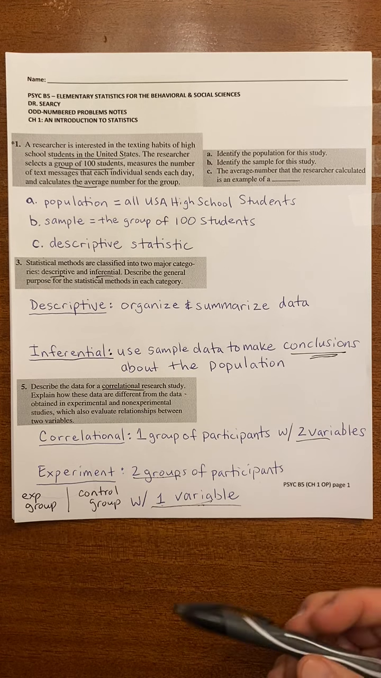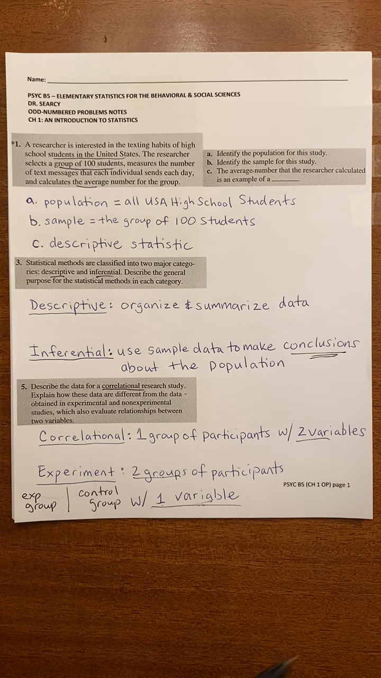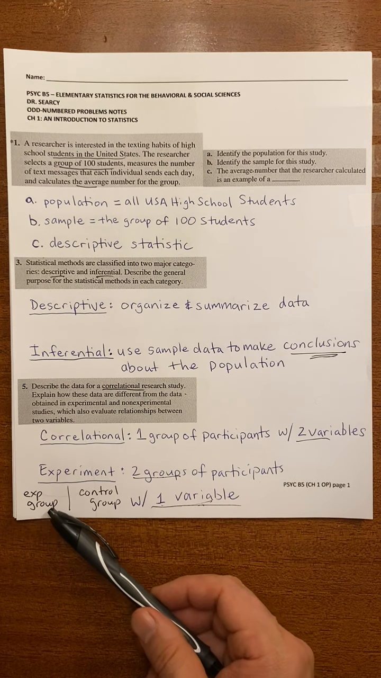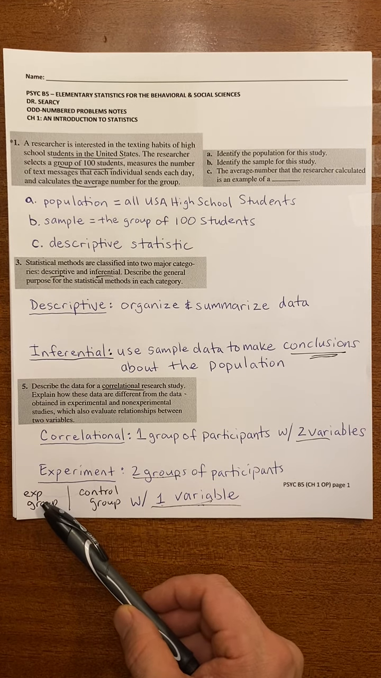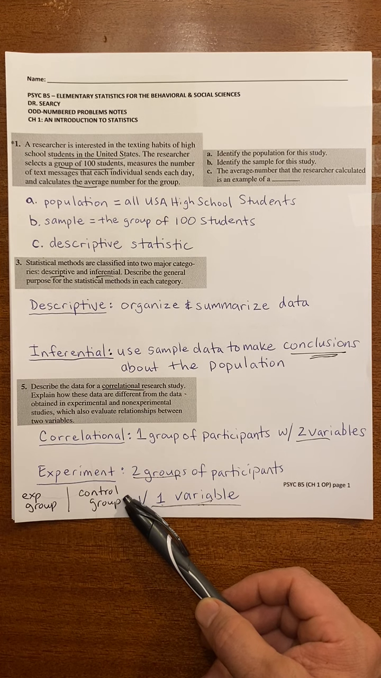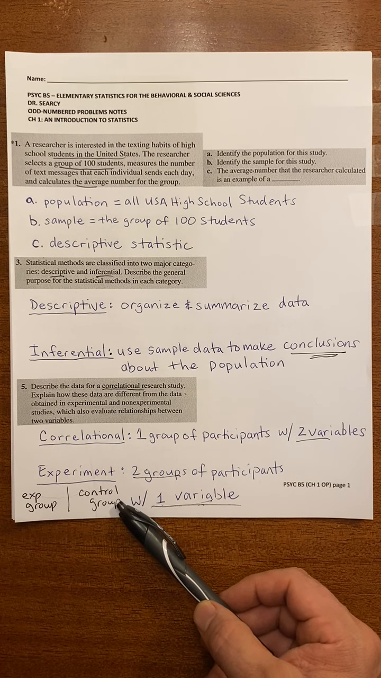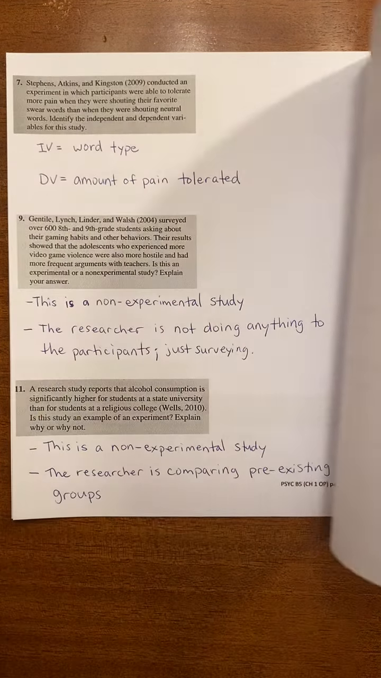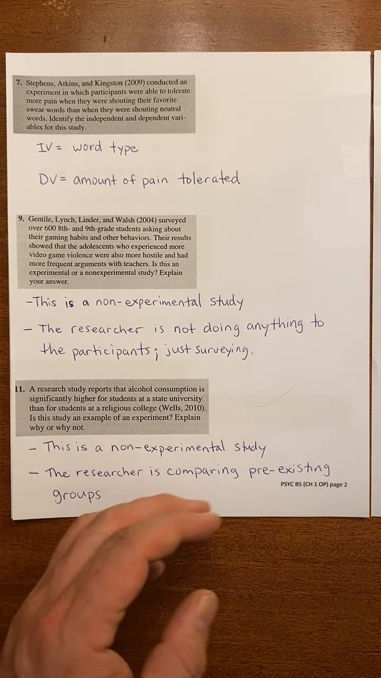What should happen here is if the medication is effective, the depression in the experimental group should go down because they got an effective medication, while the depression in the control group should stay the same because they didn't get any intervention. They didn't get any medication to change how they feel. Okay, so let's go ahead and move on to the next question, question number 7.